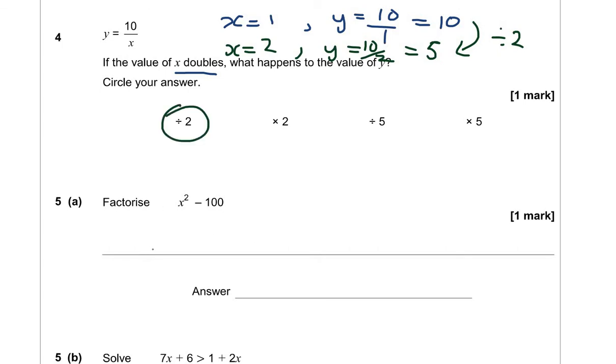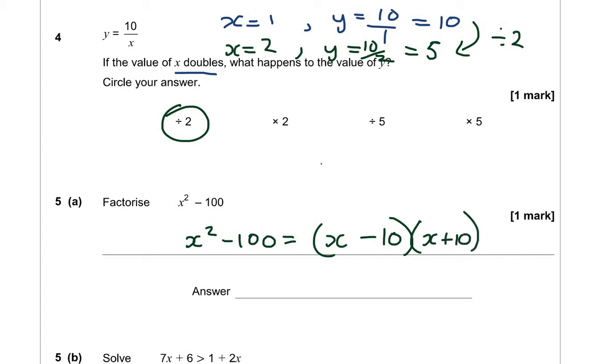Okay, question 5, x squared minus 100. You should spot this as the difference of two squares. So x squared minus 100 equals x minus 10 times x plus 10. That's the difference of two squares there.